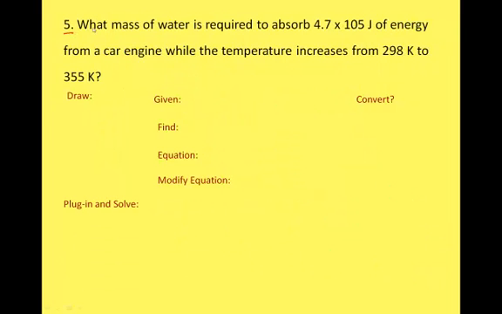In question 5, what mass of water is required to absorb, keyword here, absorb, 4.7 times 10 to the 5th joules of energy from a car engine while the temperature increases from 298 K to 355 K. So first off, we have to know this is a water-cooled engine, and the water is going to absorb the energy from the engine. So the engine to the water.